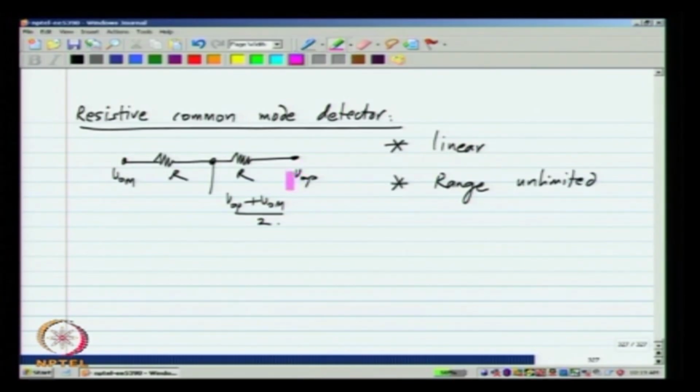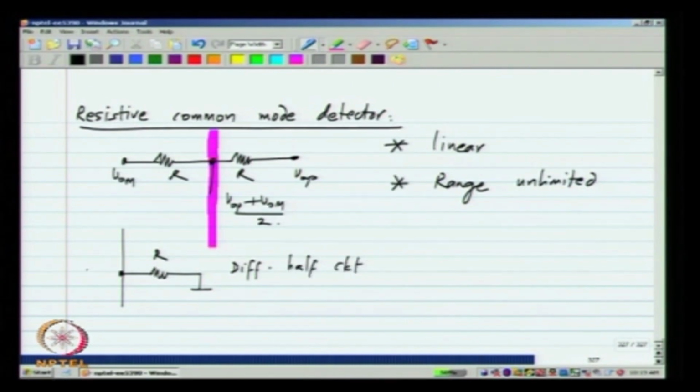By itself, VOP can swing to any value and VOM can swing to any value, and the midpoint of this will still be (VOP plus VOM) by 2. But the disadvantage is that in the differential picture, keep in mind this midpoint will be ground. So, we will have this in the differential half circuit. From the output to small signal ground, there will be a resistance R, which will load the differential circuit.